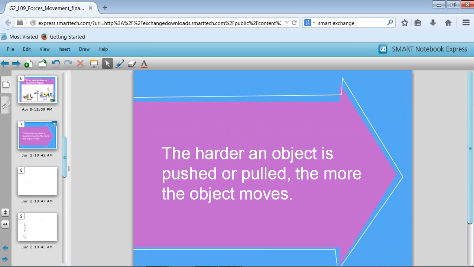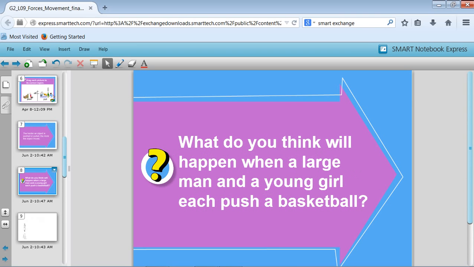We've got another slide. The harder an object is pushed or pulled, the more the object moves. So these slides here kind of show what's going to happen in the exercises that follow. So this exercise, what do you think will happen when a large man and a young girl each push a basketball? So kind of a question before we actually do the exercise.